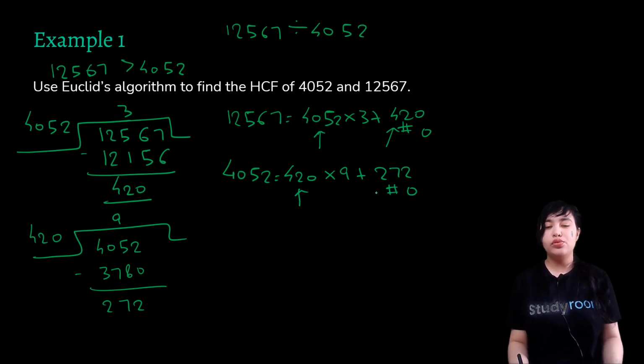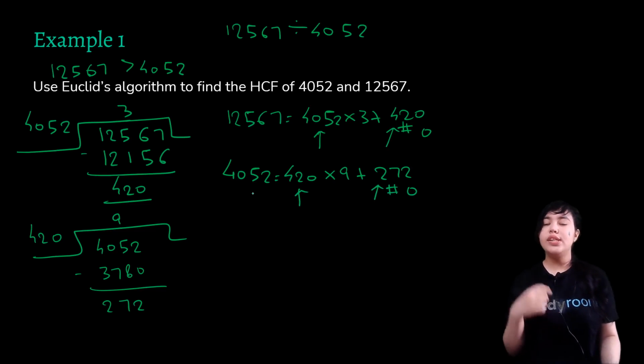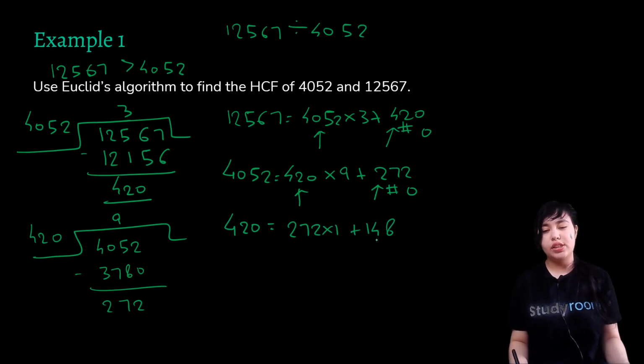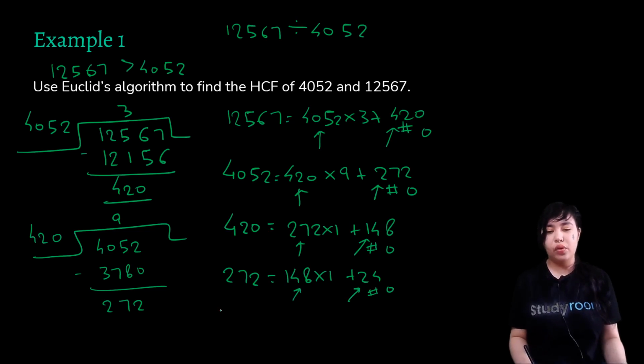So we apply the lemma to 420 and 272. In a similar manner, every time you keep performing long division, and this time you will get 420 equal to 272 into 1 plus 148. Again it is not 0. So apply the lemma to these two integers. You will get 272 is equal to 148 into 1 plus 124. Again not 0, so apply it to 148 and to 124. So 148 is equal to 124 into 1 when you solve it, plus 24.